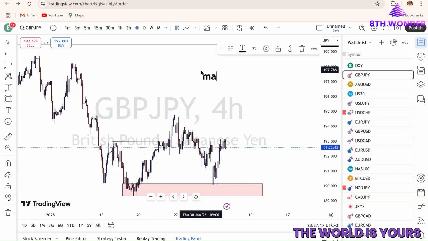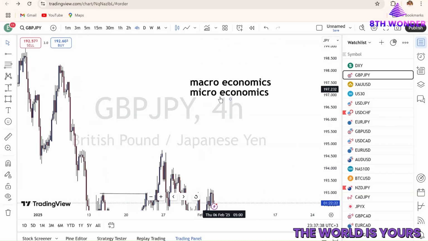One is macroeconomics, or macro news. Those who have studied economics can understand me better. And we have microeconomics. These are the two types of news or fundamentals that you must consider while making a fundamental analysis on a certain instrument. When I say macroeconomics, I mean all those fundamentals that affect a certain pair or instrument to a high extent.